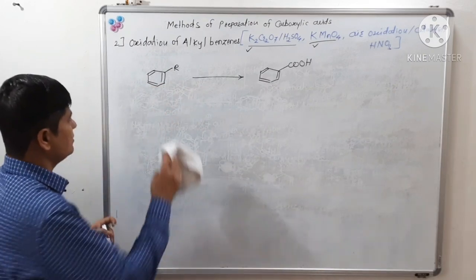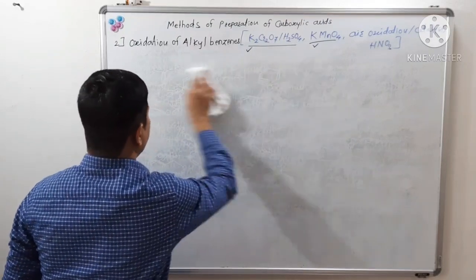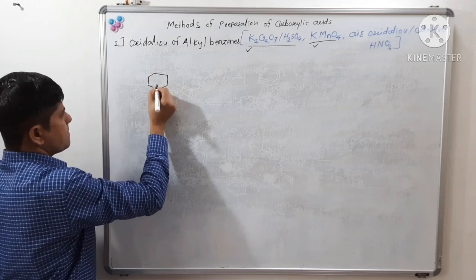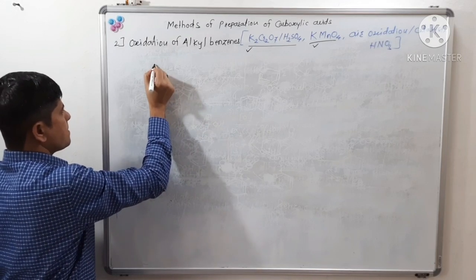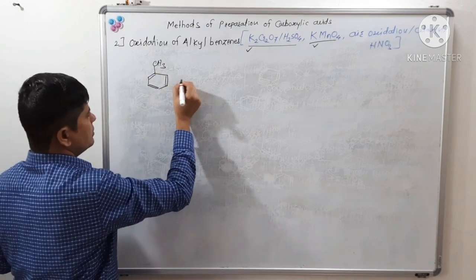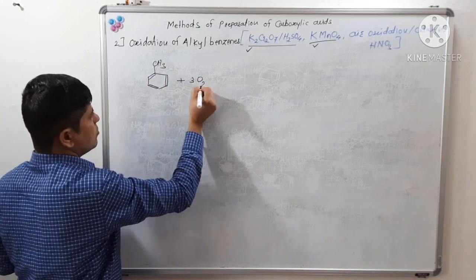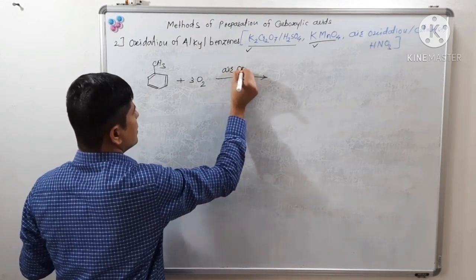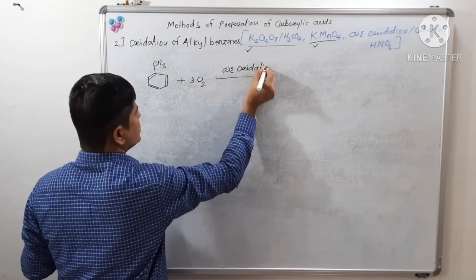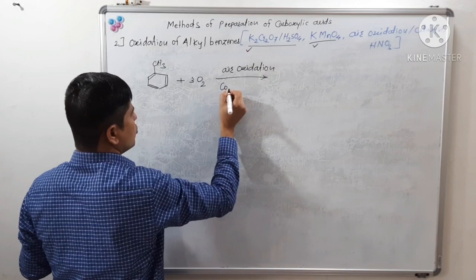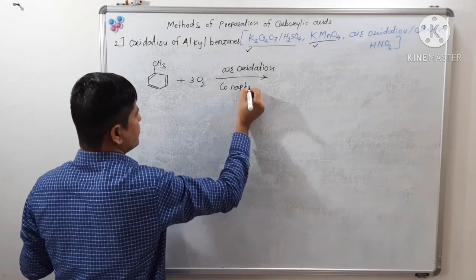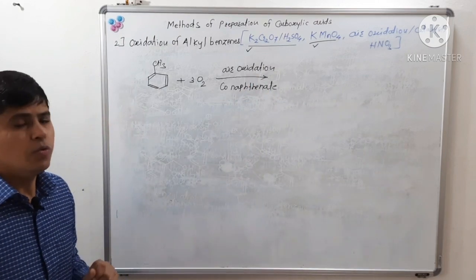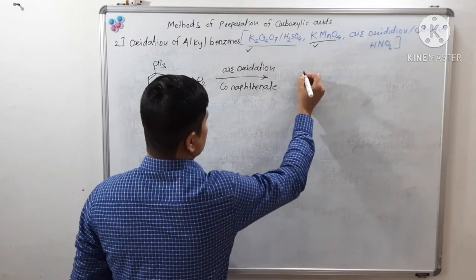Let us see the first example. Toluene on oxidation with air oxidation. Here the catalyst is cobalt naphthenate. We can use vanadium naphthenate also.